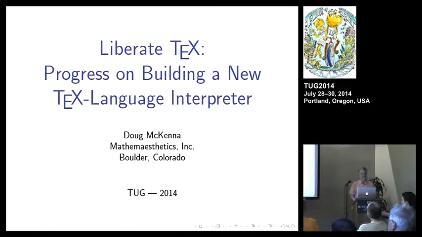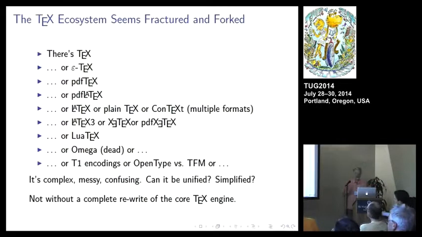So I'm going to say some things that are provocative. That's okay, tell me I'm wrong. But as an outsider coming to it late in the game, I just found everything in the TeX world was making my head explode. There's just too much complexity. There's all these versions, there's different formats, there's different this, that, the other. Somebody tried to rewrite it in Java and that never worked. And there's all these fonts, and there's OpenType, and there's these things called TFM, and there's encodings, and it's complex, messy, confusing. Is there any way to unify it and simplify it? And the answer is no, there isn't, without a complete rewrite of the core TeX engine.